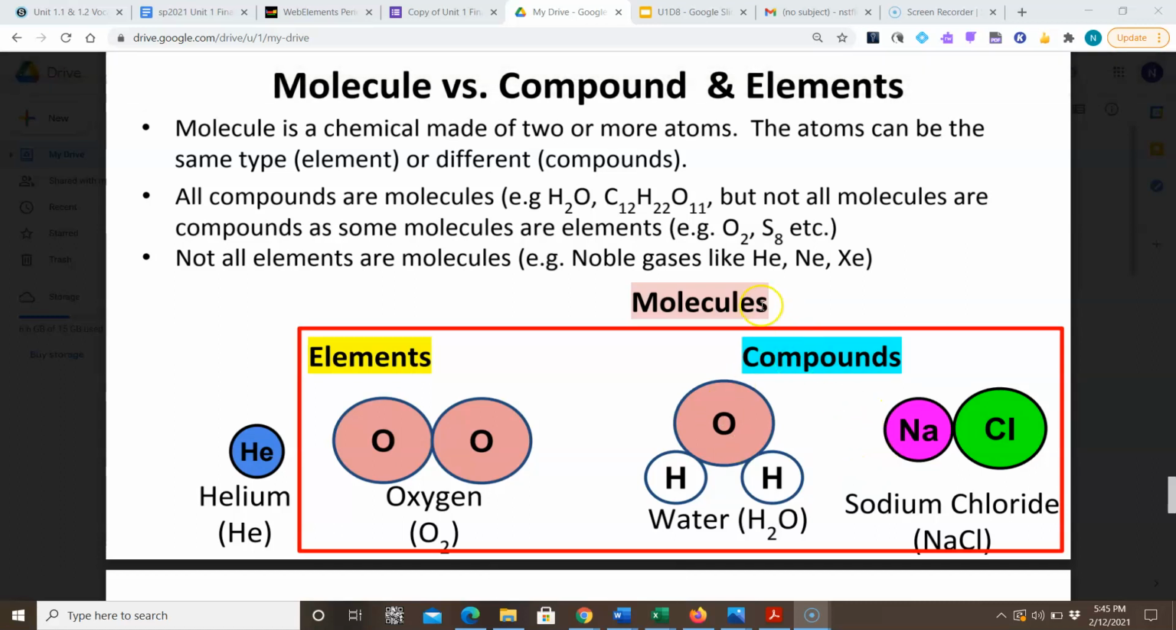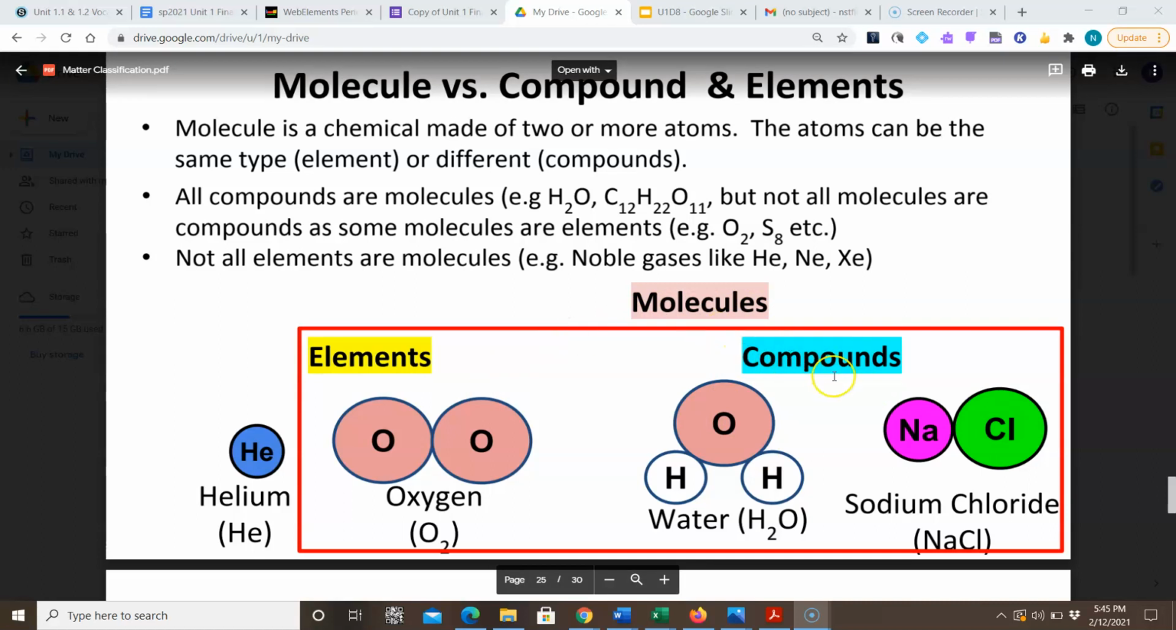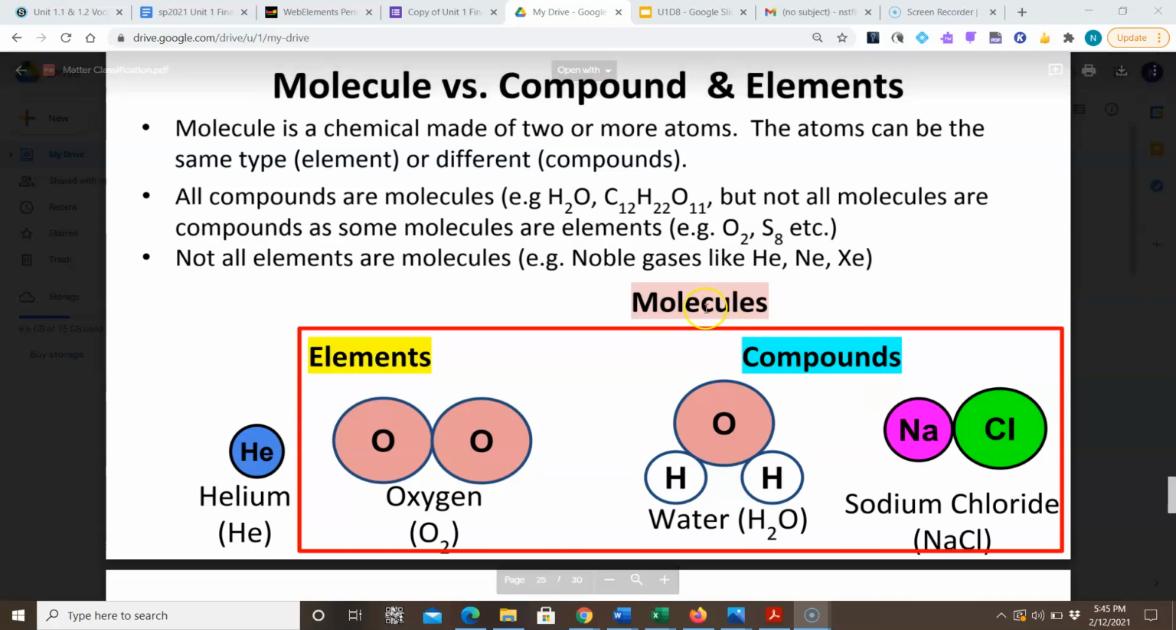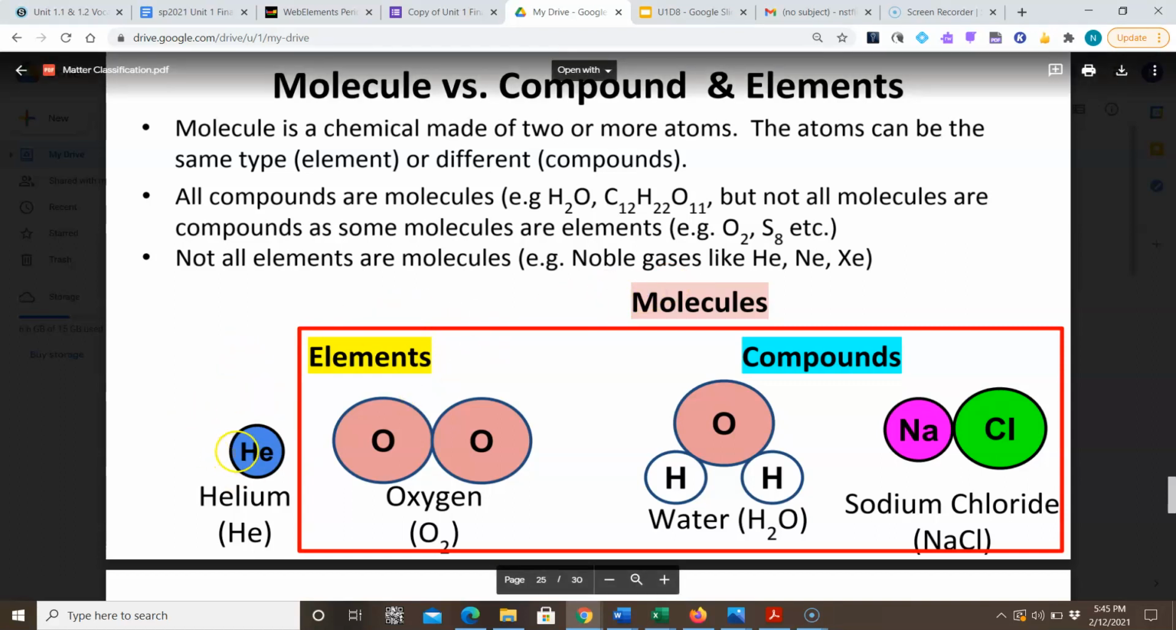So as you can see here, the classification for molecule just means if you have 2 or more atoms, it's a molecule. In order for it to be an element, it has to have one type, and in order for it to be a compound, it has to have 2 or more types of atoms. So something can be both a molecule and a compound, both a molecule and an element. You can also have something that is an atom, like helium is, and an element as well.